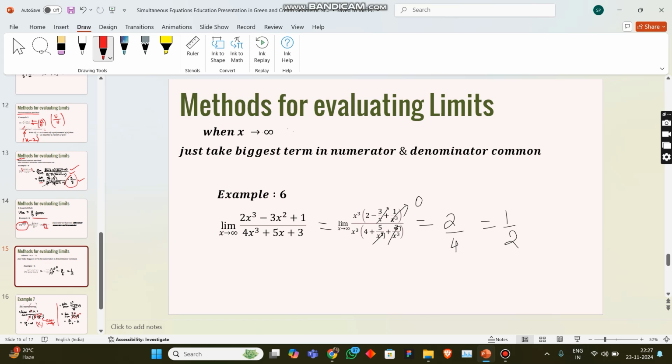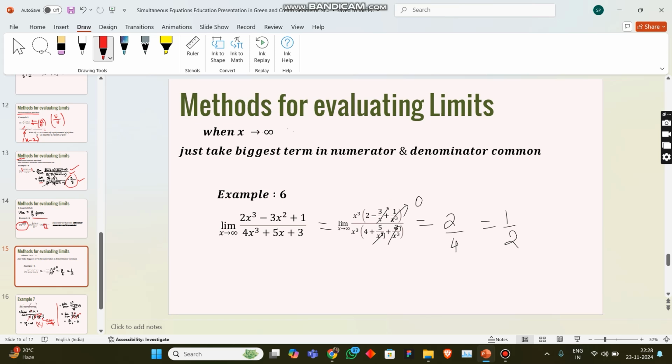Right. Now suppose we have some limit which tends to infinity, limit x tends to infinity of some function. So how can we solve this? To solve this function, we just have to take common the greatest term or biggest term in the numerator and the denominator. So in the numerator, what is the greatest term? X to the power 3, right? So we take common x to the power 3, and the remaining terms we just write out. And in the denominator, what is the greatest term? X to the power 3. Here also we take it common and write the remaining terms.